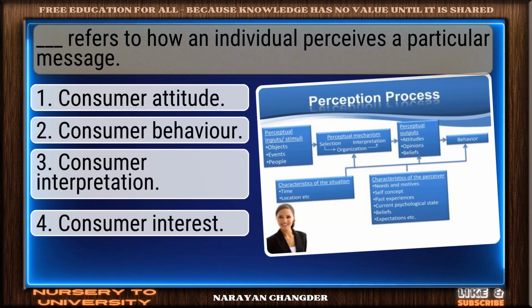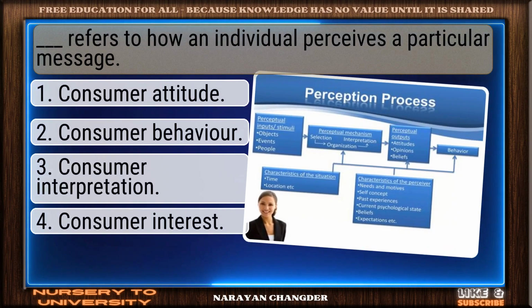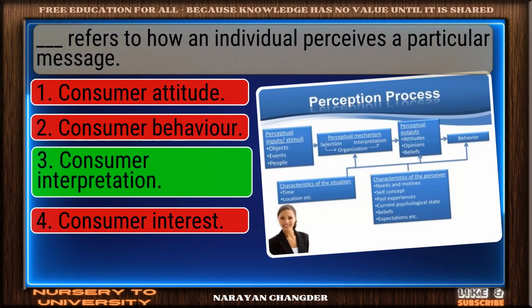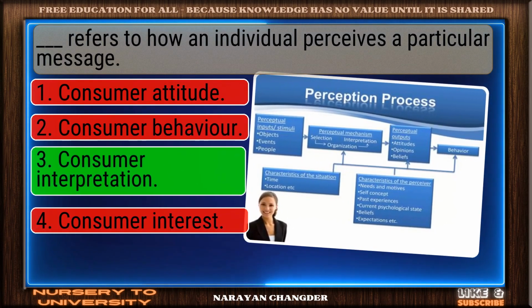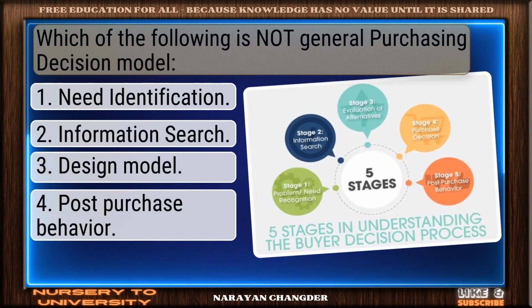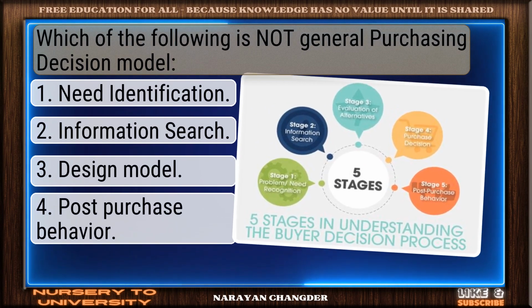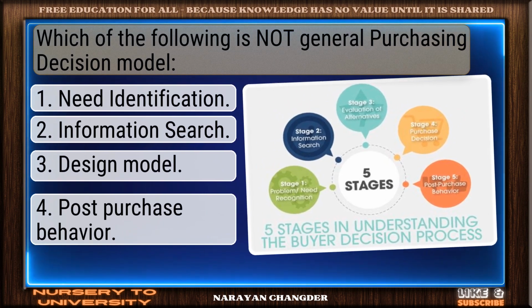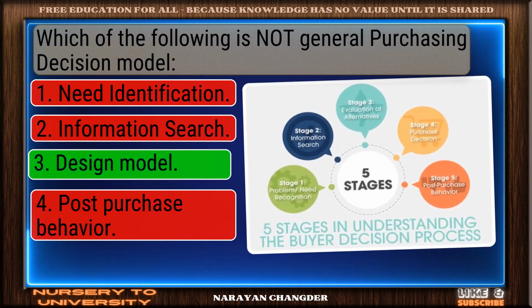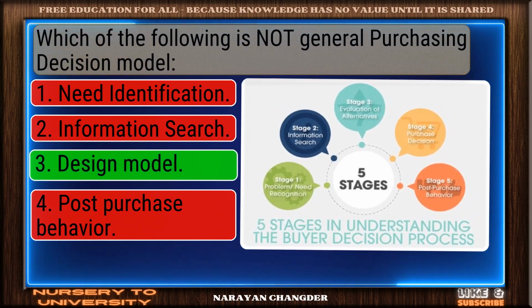Dash refers to how an individual perceives a particular message. Well reasoned. Consumer interpretation is the correct choice. Which of the following is not a general purchasing decision model? Correct. Design model is the right answer.